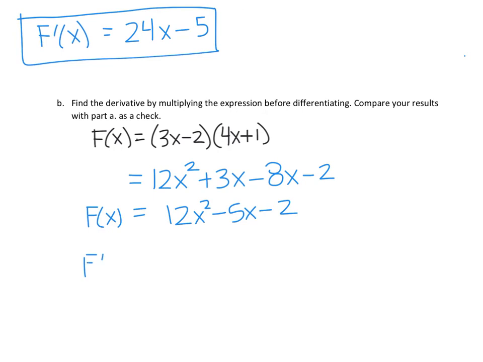So F prime of x then is, bringing the exponent 2 out in front, we have 12 times 2x minus 5 as our derivative, or 24x minus 5. So that is F prime of x. Notice how if we compare that to what we got in part A, we do get the same derivative. Up here in part A, we got 24x minus 5 as well for our derivative.